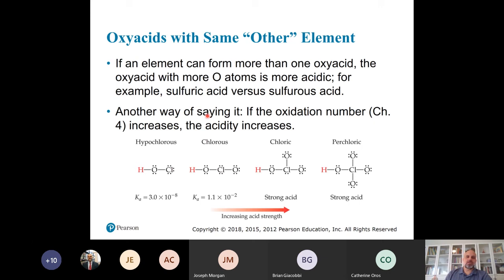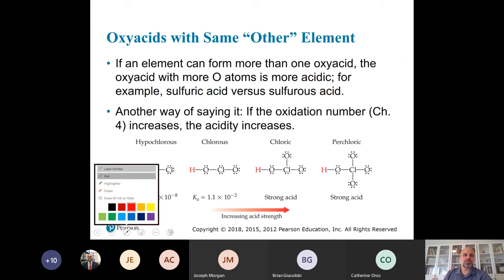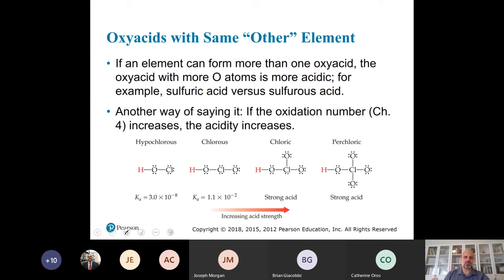Another way of saying it, if the oxidation number, and you can go back to chapter 4 and review, oxidation number increases, the acidity increases. If you think about what's going on, they're not giving these drawings justice. But when we're talking about chlorous acid, this can frequently be drawn as a double bond to an oxygen atom. It's a really bad double bond to an oxygen atom, but it can be drawn as a double bond to an oxygen atom.